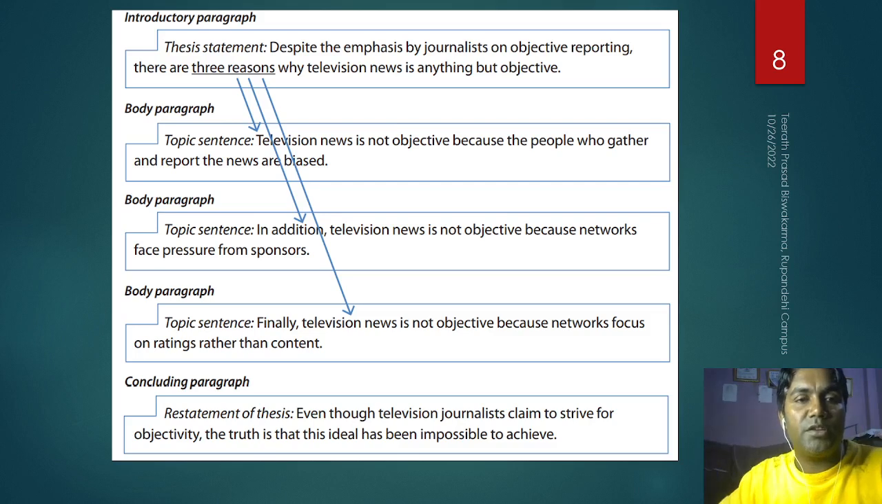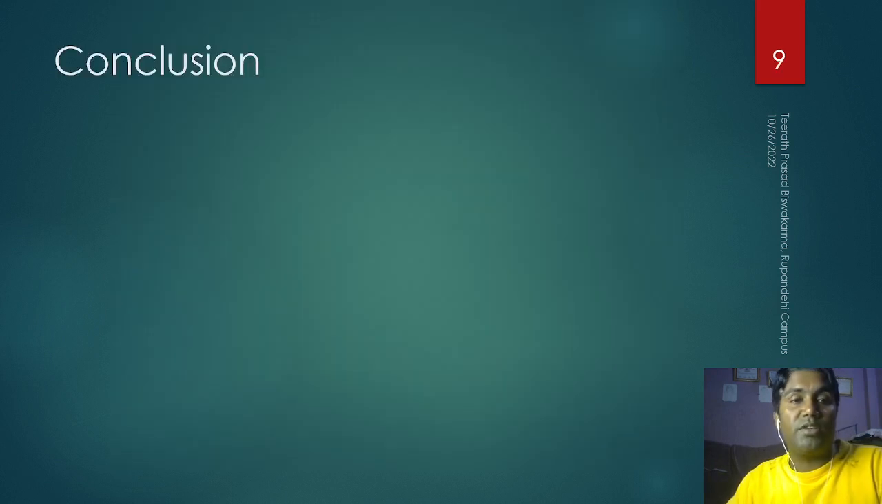The general structure of the essay can be seen here. We have the introduction paragraph, which includes a hook, background information, and a thesis statement. Then we have body paragraphs. Body paragraphs can be one, two, three, four, or even more than that. And finally we have a concluding paragraph known as the conclusion. So let's go to the conclusion of the essay.